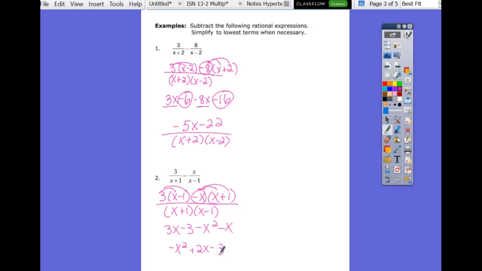Now, can I factor with a negative x squared? I'm going to take out a -1, and that'll change all the signs. So I get x squared minus 2x plus 3, all over x plus 1 and x minus 1. And the top will factor now. I'm going to get 3 and -1. Oh, no, -3 and +1. Sorry.